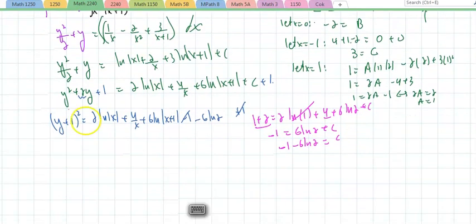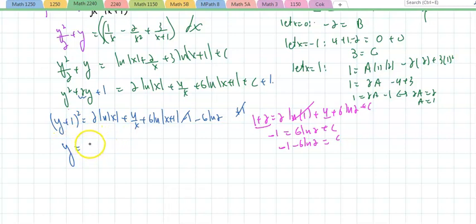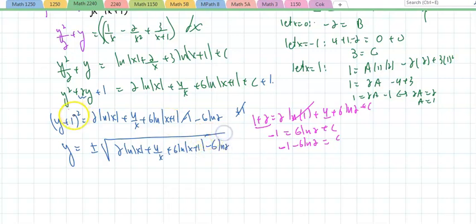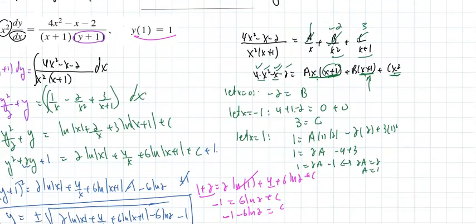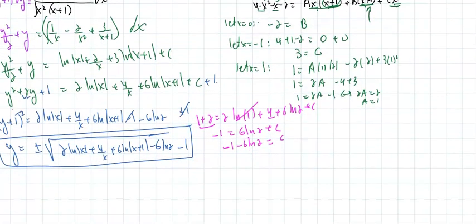So if I square root both sides and move the 1, the initial condition is going to determine the sign. Since y of 1 is positive, when you substitute a 1 in for y, you're going to get a positive. There's no way it could be the minus. And you could check.